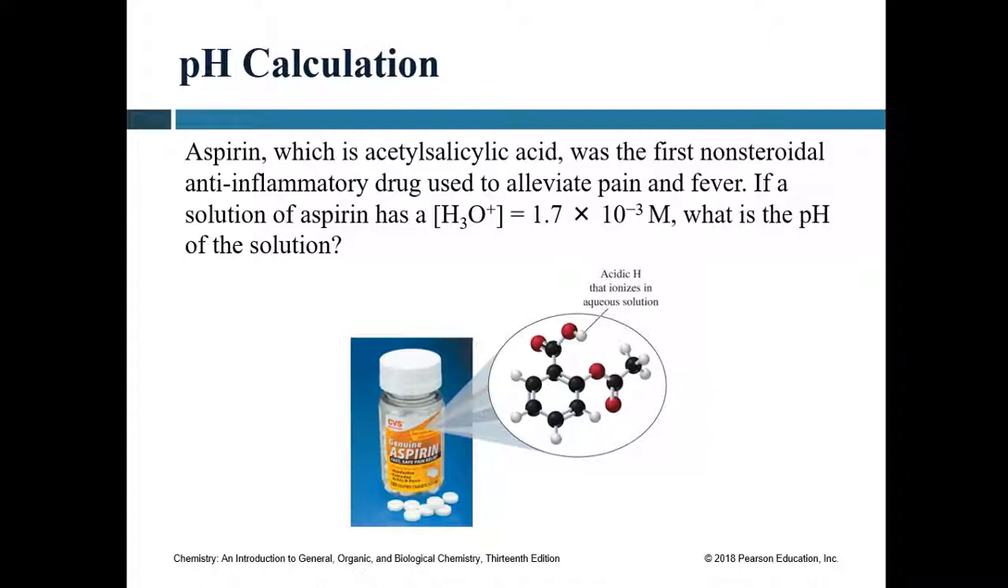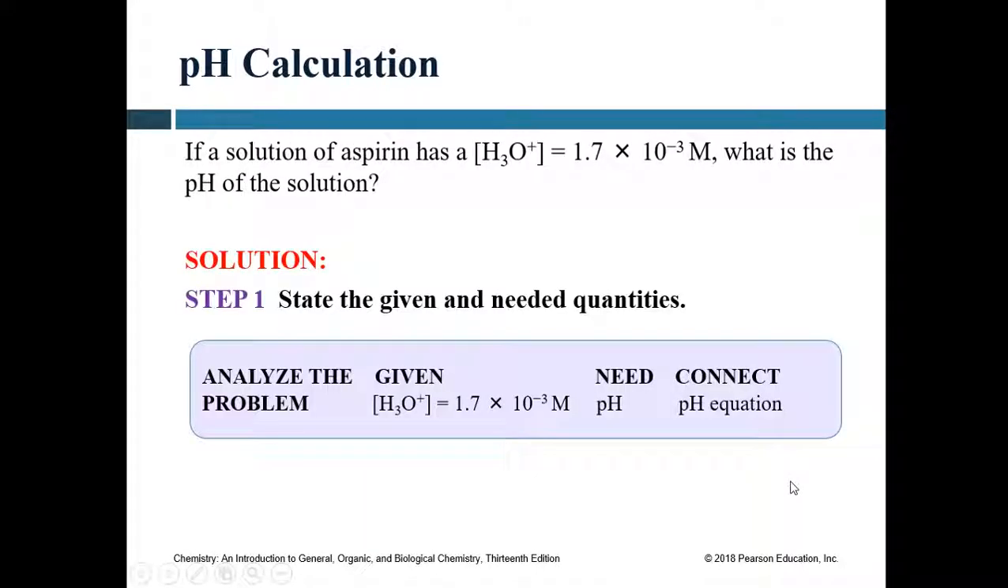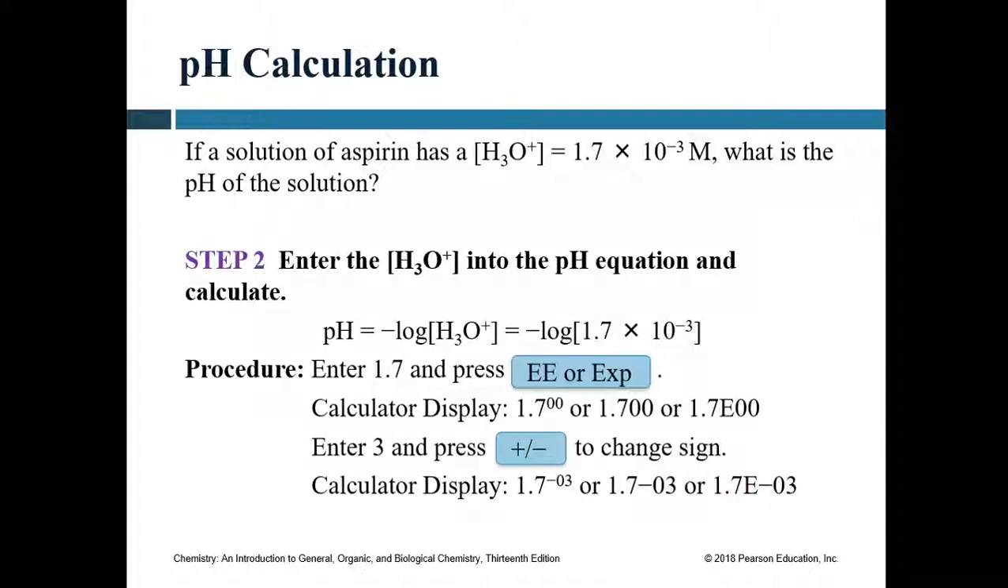So if a solution of aspirin has a hydronium ion concentration of 1.7 times 10 to the minus 3, what is the pH? Okay, so we need to analyze the problem. We're given this. We need pH. We're going to connect with a pH equation. So our pH equation that you need to write down and remember is pH equals negative log hydronium ion concentration. So as we plug in the hydronium ion concentration in this problem, we have the negative log of 1.7 times 10 to the negative 3.